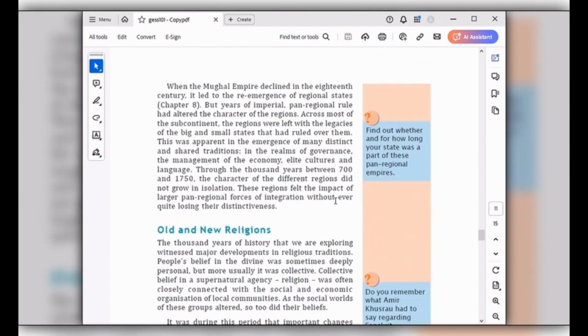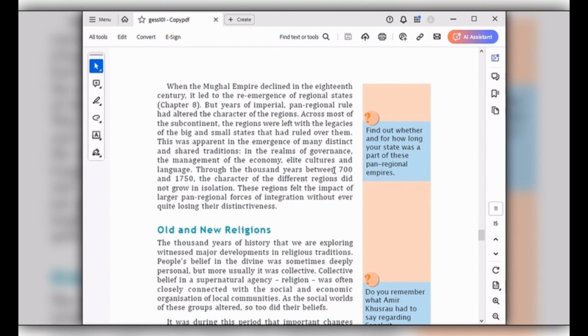When the Mughal Empire declined in the 18th century, it led to the re-emergence of regional states. But years of imperial pan-regional rule had altered the character of the regions. Across most of the subcontinent, the regions were left with the legacies of the big and small states that had ruled over them. This was apparent in the emergence of many distinct and shared traditions in the realms of governance, the management of the economy, elite cultures, and language.